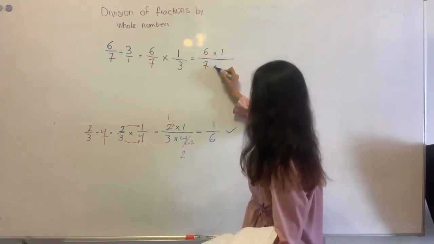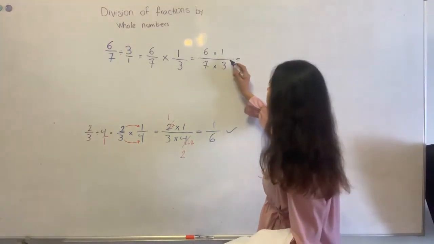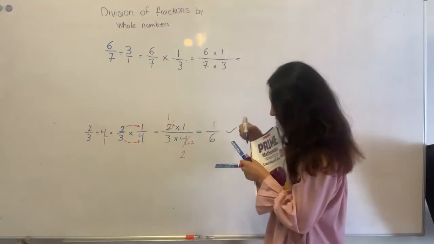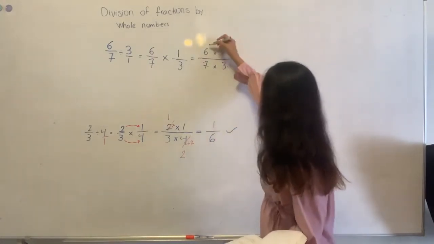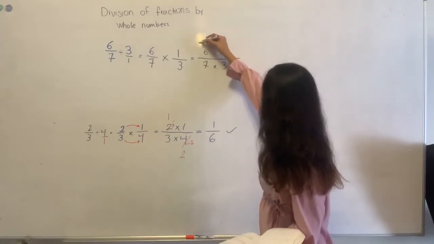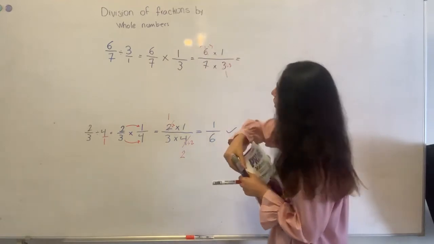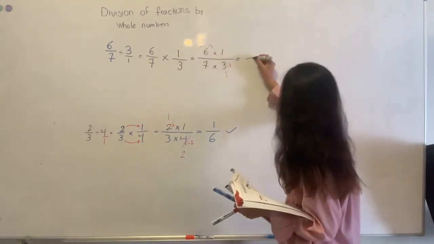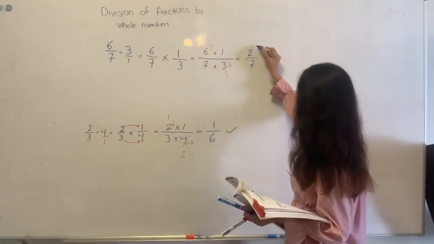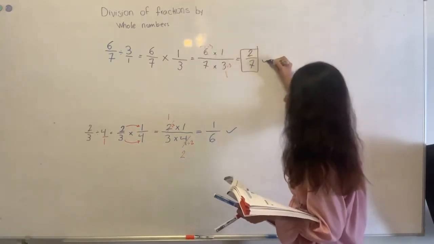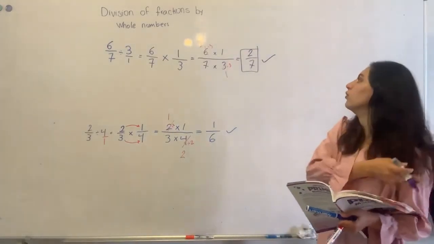Then I do my multiplication the way I always do. 7 times 3. On the way, if I can simplify, I will simplify as well. Divided by 3, divided by 3, that will be 2. This will be 1. Then I continue. 2 times 1, 2. 7 times 1, 7. So that will be my division of fractions by whole number.